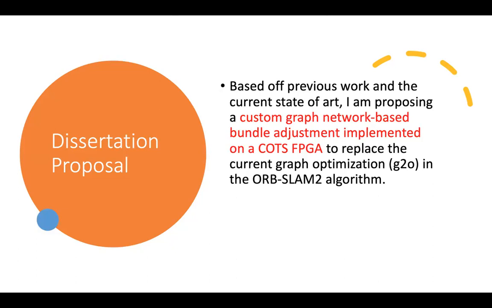So what does that mean? That means I'm going to create my own custom bundle adjustment. I'm going to implement that on a commercial off-the-shelf FPGA, an FPGA that you could buy, and then use that to replace the current graph optimization, G2O, in the ORB-SLAM algorithm, which means I'm going to take out the current graph optimization and replace it with mine.